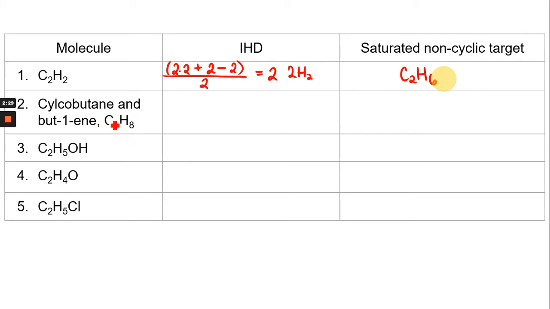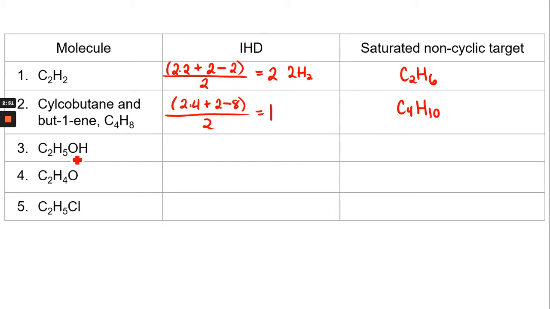For number 2, we have C4H8, so we would say 2 times 4 plus 2 minus 8 divided by 2, and we get 1, so we're adding 1 H2 molecule, so our saturated molecule would be C4H10.